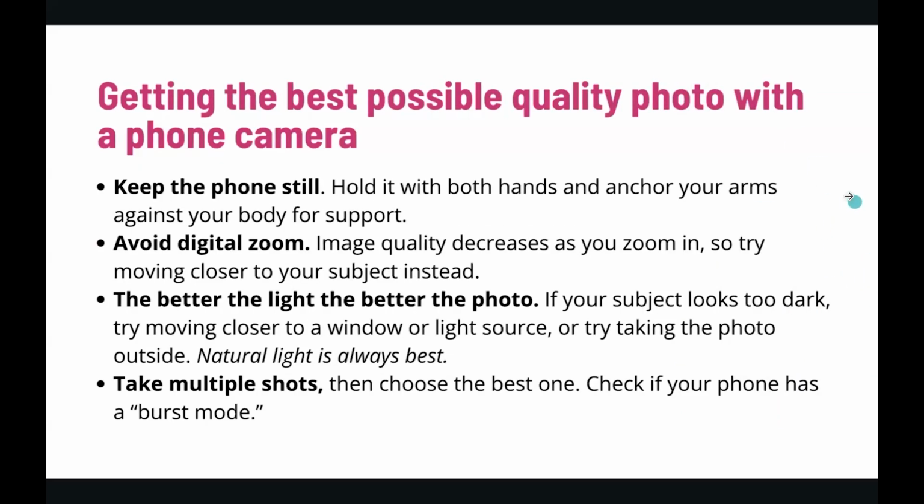All right. So another trick I love telling people is keep your phone still while you're taking the picture. A way that I like to do that is I hold it with both hands and then I keep my arms close to my body, anchored up against my body for support. Because if you've got your arms away from your body, you're still going to shake your device just a tiny little bit. But if you anchor your arms against your body and prop yourself up for support, it'll help keep your phone a lot more still and you'll get nice, clear pictures.